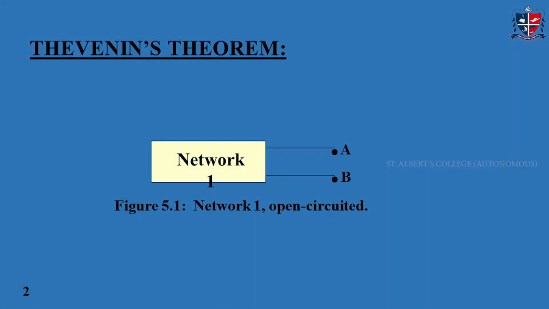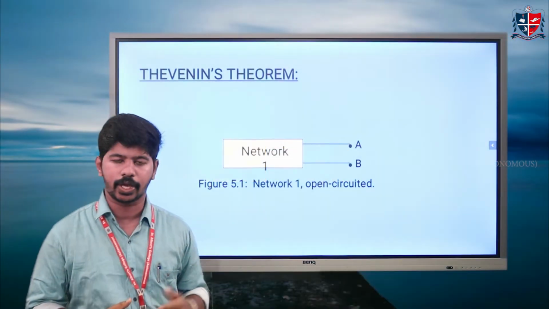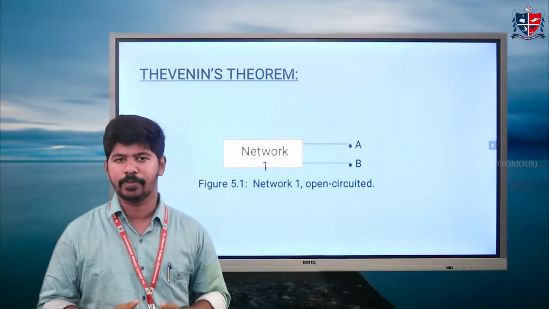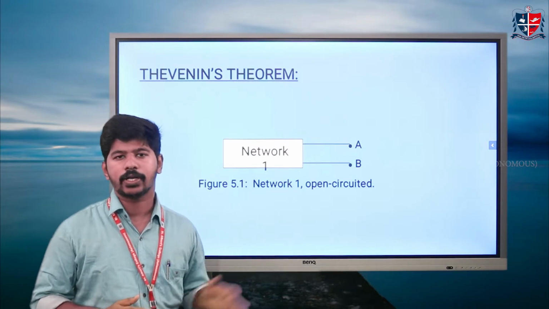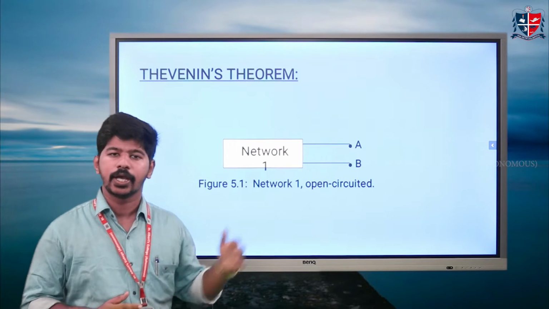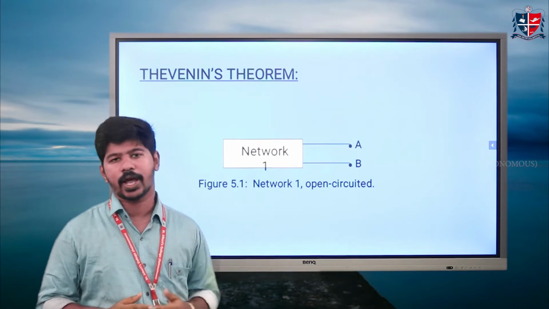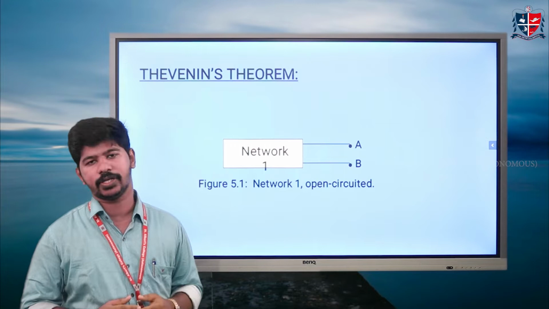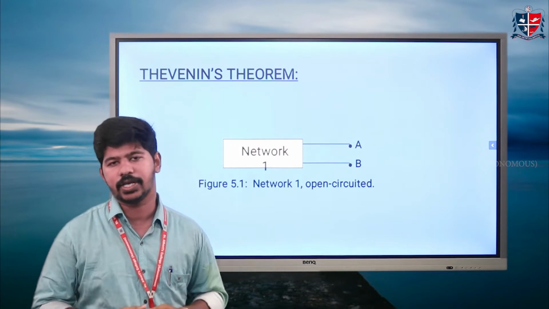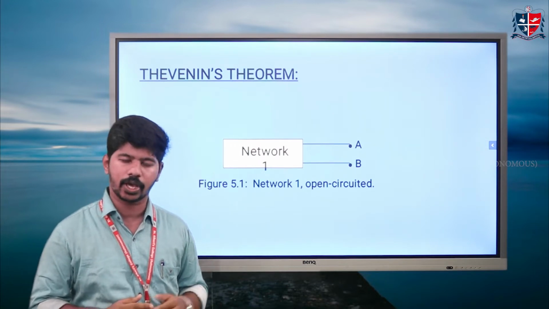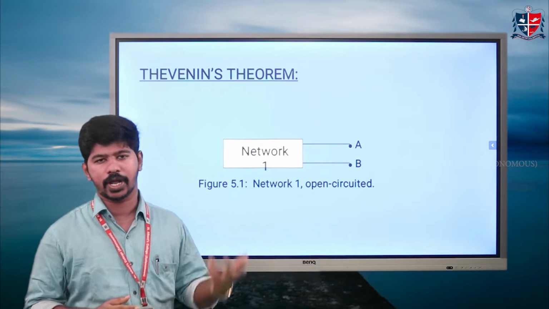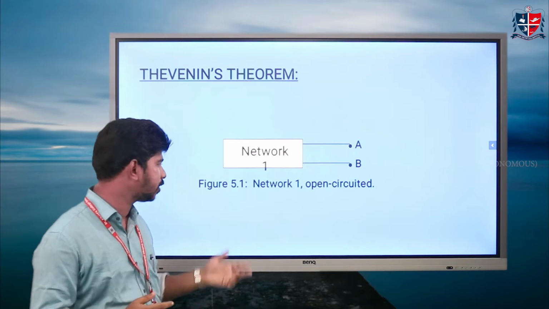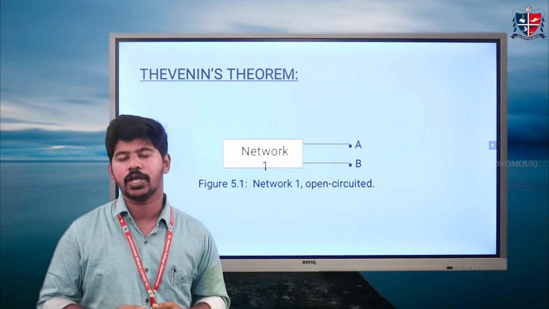Now consider a network which is connected to a load terminal. Let the terminals be A and B, and we are connecting this network to this load terminal. Now, what does Thevenin theorem state? It states that the network can be replaced by a voltage source connected in series with a Thevenin impedance. So the network which is connected to a load can be replaced by a Thevenin voltage in series with a Thevenin impedance.